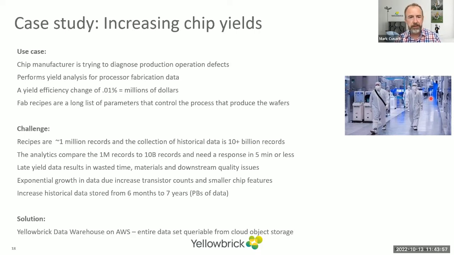And a change of the efficiency of the yield by even 0.1% can actually mean millions of dollars, because what you're trying to avoid is a lot of waste, a lot of downstream and material and quality issues that really slow the time to market and cause all of these material problems. Now, one of the things they generate as part of this production line process are these fabrication recipes, and are effectively long list of parameters that describe the processes that were in place when they were creating these wafers.